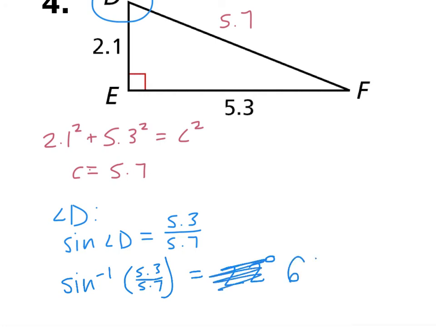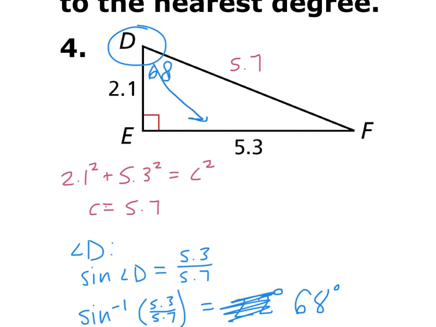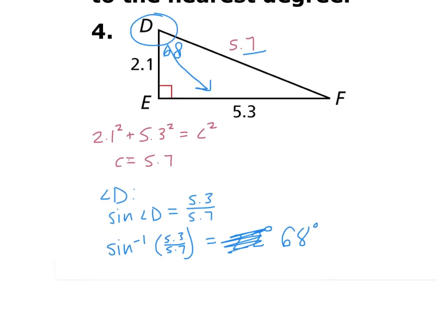So we get 68. Remember, you're doing the sine. I think you might have done the cosine on accident. So angle D is 68. I think you did angle F. So angle D, we do the opposite over the hypotenuse. Yeah, I think she did angle F, because I got 24. So to find angle F, we could do the cosine of 5.3 over 5.7, or we could just do 90 minus 68. Oh, yeah. And what do we get? 22. 22.